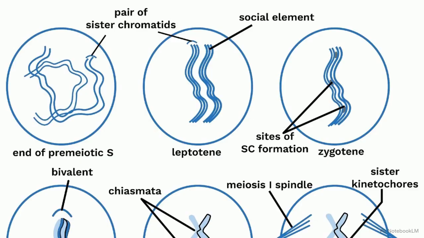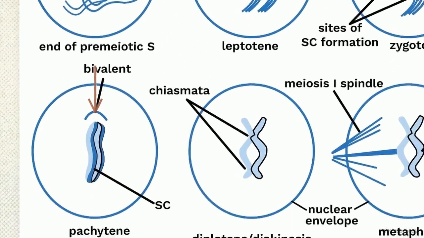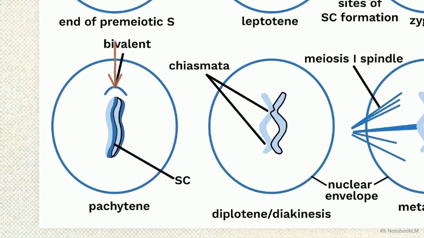These 6 panels illustrate prophase 1, divided into 5 strict substages. It begins with leptotene condensing chromatin, followed by zygotene, where homologous chromosomes pair to form the synaptonemal complex. By pachytene, they form tightly bound bivalents, displaying 4 distinct chromatids.